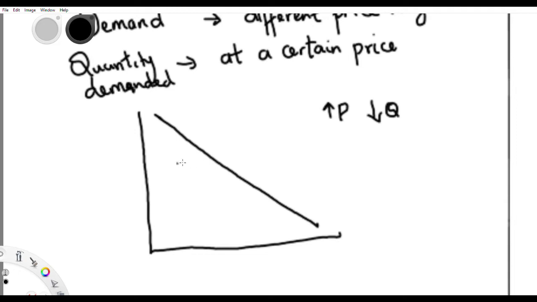Okay, now that is demand. Another thing worthy of note is that there's always shift in demand. The demand curve is just a graphical representation of the demand schedule, and if demand increases, it shifts to the right, and if demand decreases, it shifts to the left.